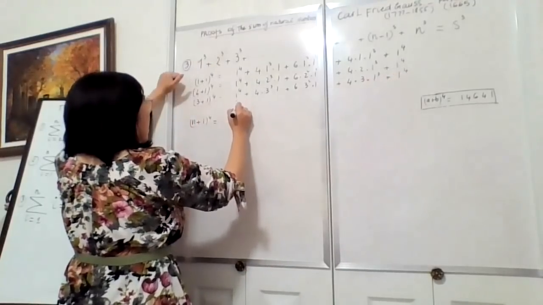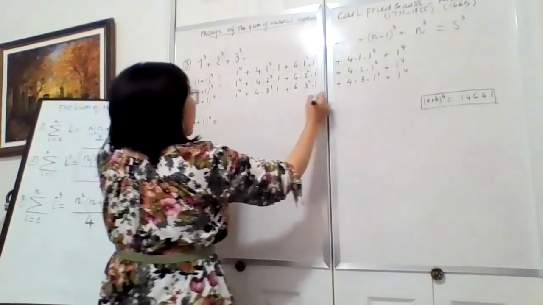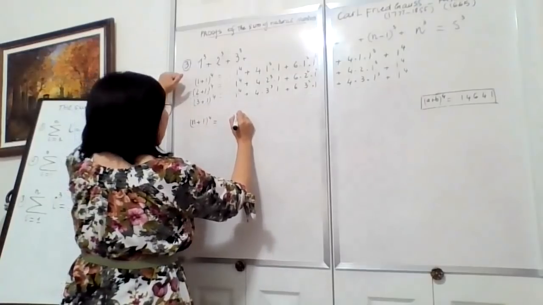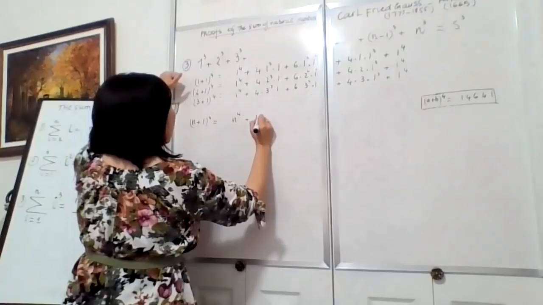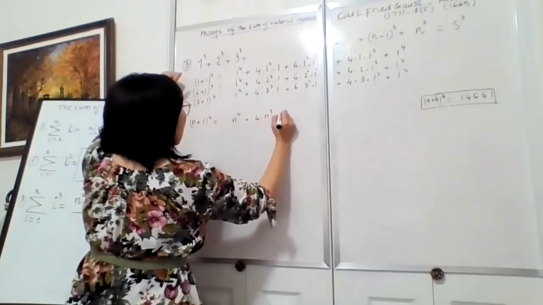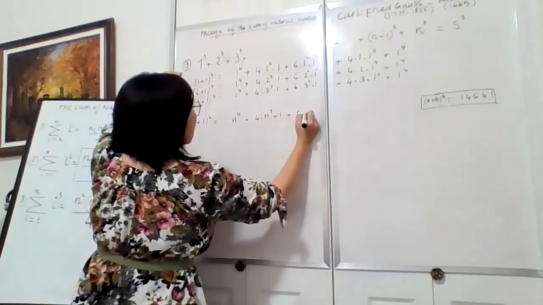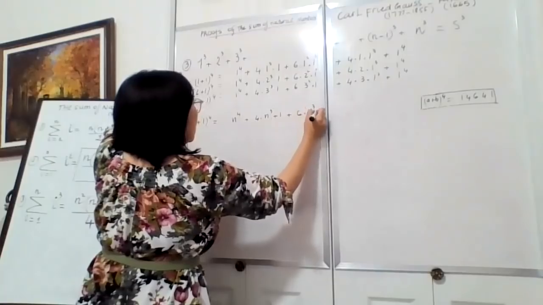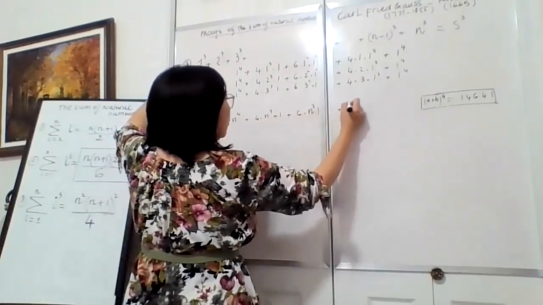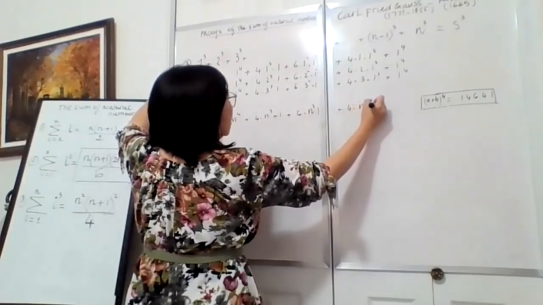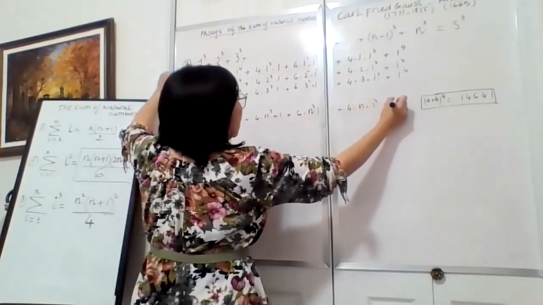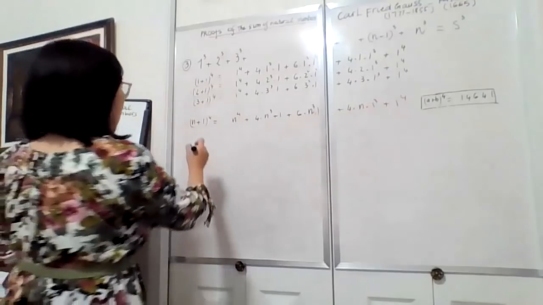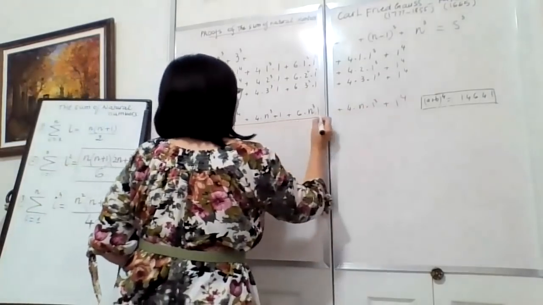So this pattern, we just keep going like that, right? Keep going. And the last will be n to the power of 4, adding 4 times n to the power 3 times 1, adding 6 times n squared times 1, adding 4 times n times 1 to the power 3, adding 1 to the power 4, right? So that's how we expand it. Now, when we add them, what do we get?